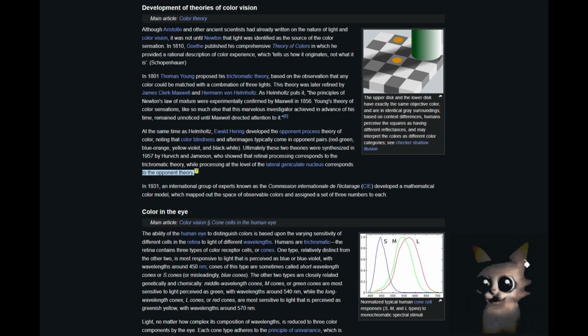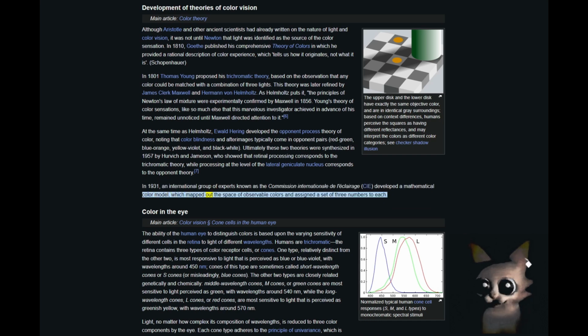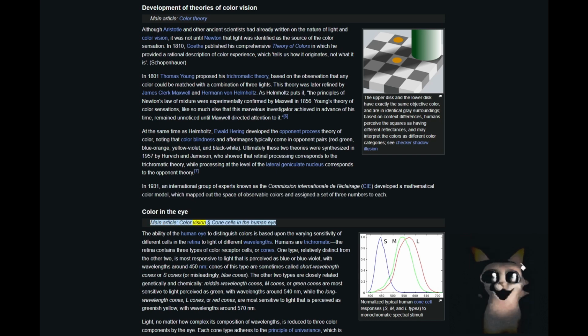7. In 1931, an international group of experts known as the Commission Internationale de l'Éclairage, CIE, developed a mathematical color model, which mapped out the space of observable colors and assigned a set of 3 numbers to each. Color in the eye. Main article: Color vision. Cone cells in the human eye. Normalized typical human cone cell responses, S, M, and L types, to monochromatic spectral stimuli.